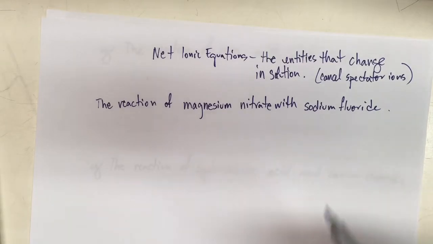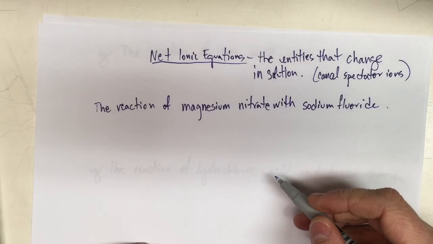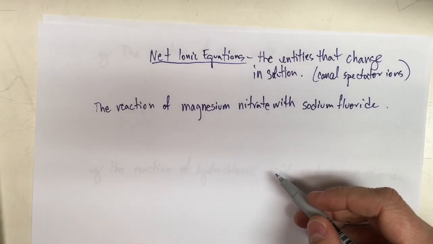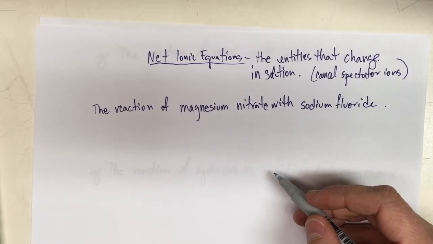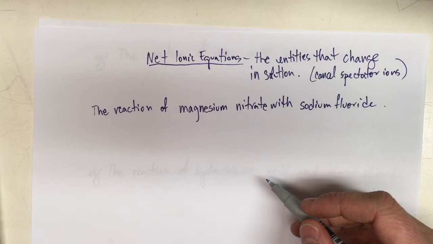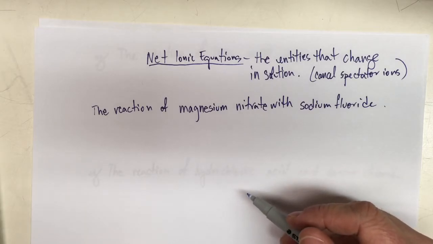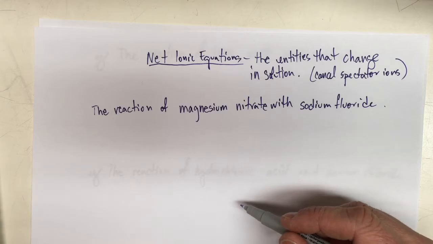In this video, we're going to take a look at net ionic equations. Net ionic equations are a concept that come up in Chemistry 20 and are really important for being successful at redox chemistry in Chemistry 30. So you might be watching this video as a Chem 20 student or reviewing the concept in Chemistry 30.